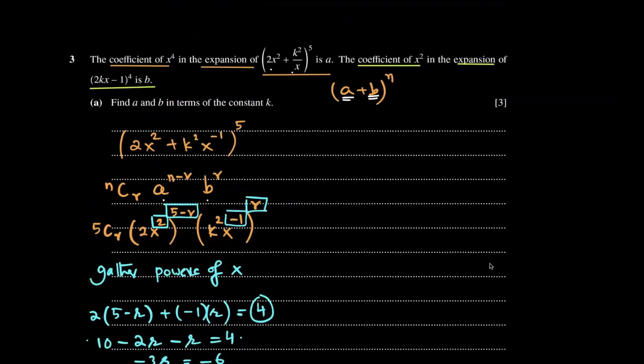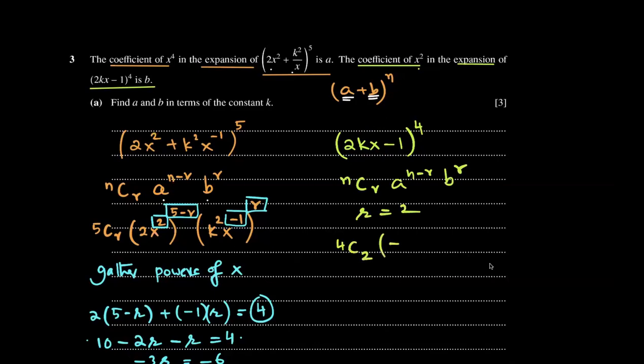Now let's focus on the second bracket. That is simpler. That is (2kx − 1) raised to power of 4. And we are interested in the coefficient of x squared. So now we know we don't have to worry about r over here, because if we are interested in x squared, the power of this term should be 2. So we write this thing like this, nCr, a raised to power of n minus r, b raised to power of r. We know the value of r will be 2. So therefore, we will write 4C2. And this is (2kx) raised to power of 2. And this is (−1) raised to power of 2.